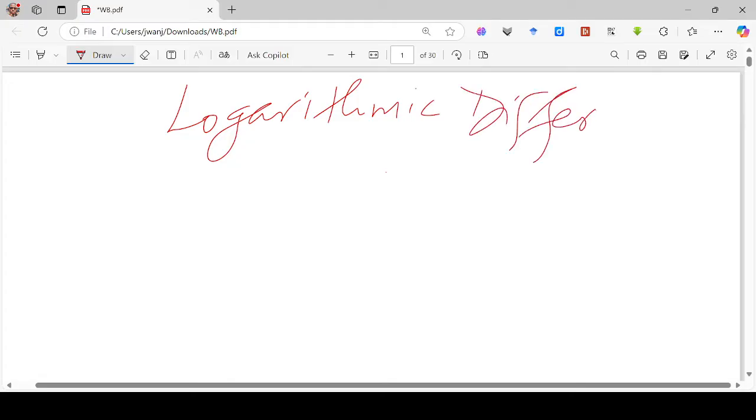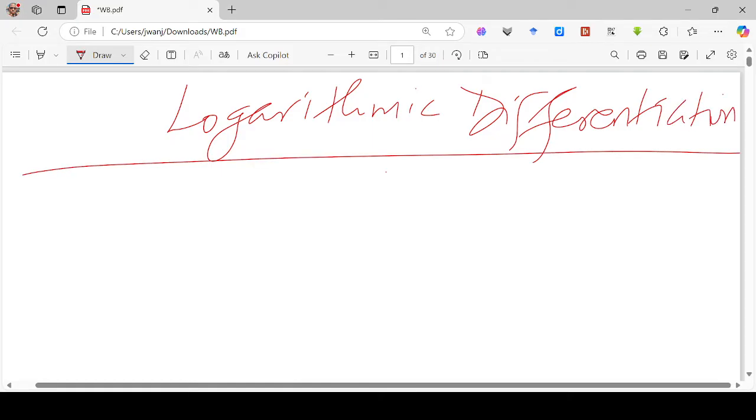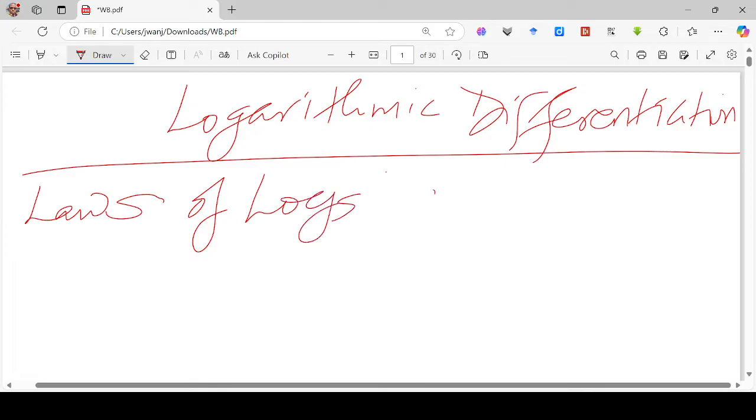So here we look at the application of logarithms to solve some problems of differentiation. We start with stating the rules of logarithms as may apply to functions. So we have three rules of logarithms, applied to functions.